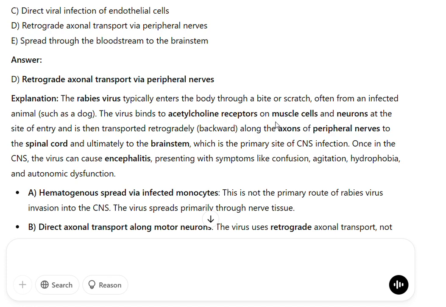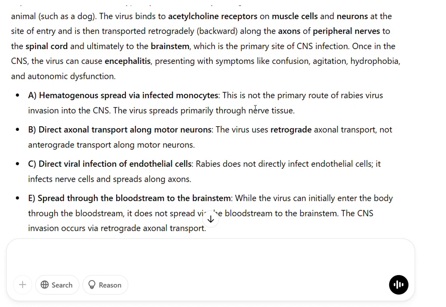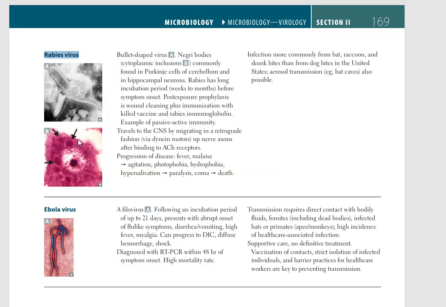A. Hematogenous spread via infected monocytes. This is not the primary route of rabies virus invasion into the CNS. The virus spreads primarily through nerve tissue. B. Direct axonal transport along motor neurons. The virus uses retrograde axonal transport, not anterograde transport along motor neurons.